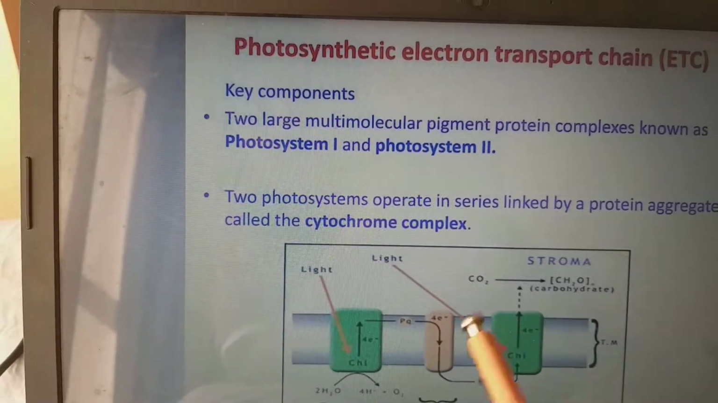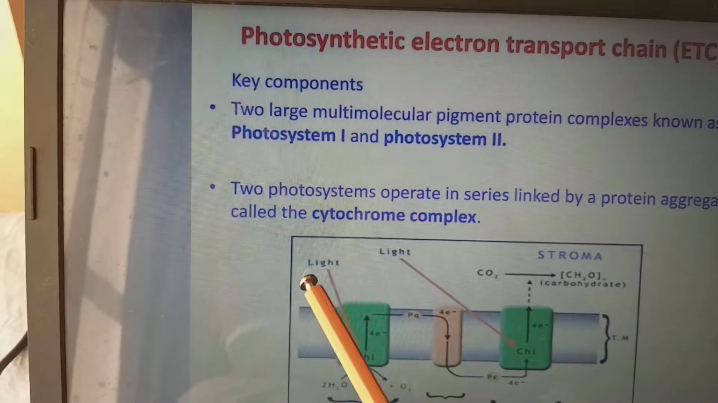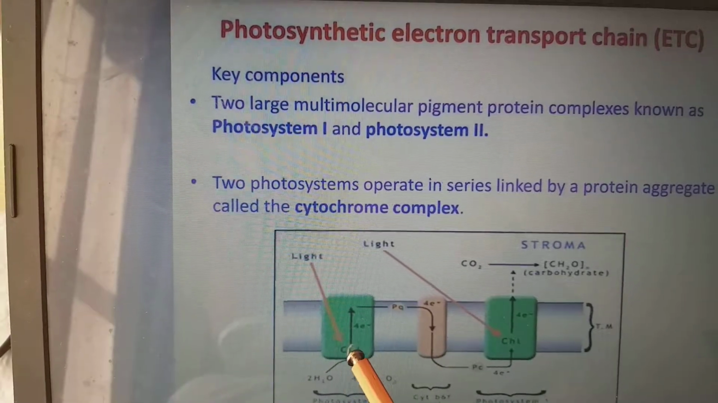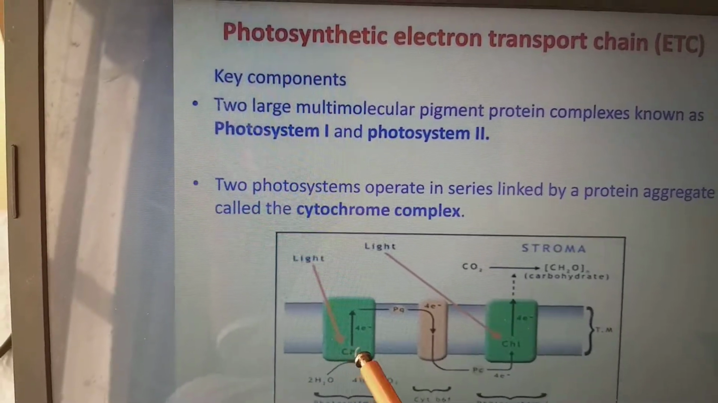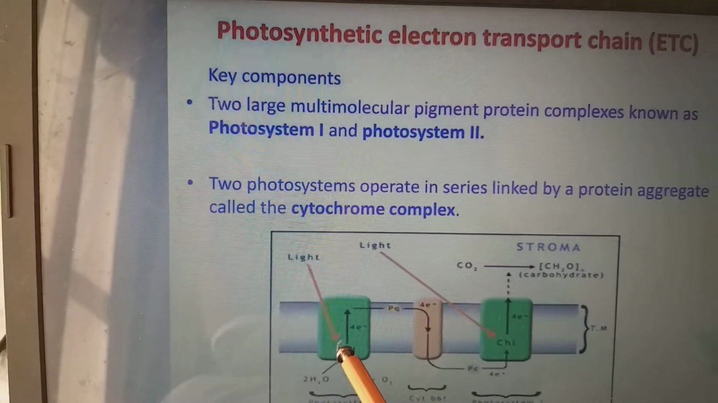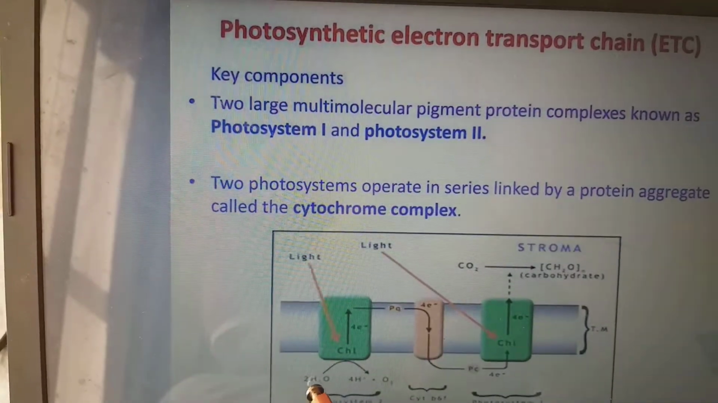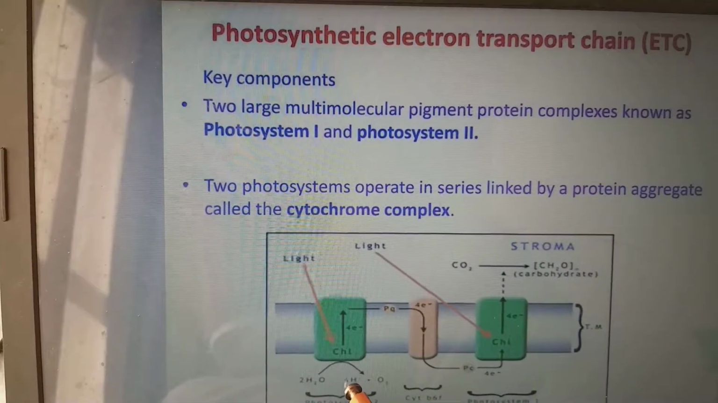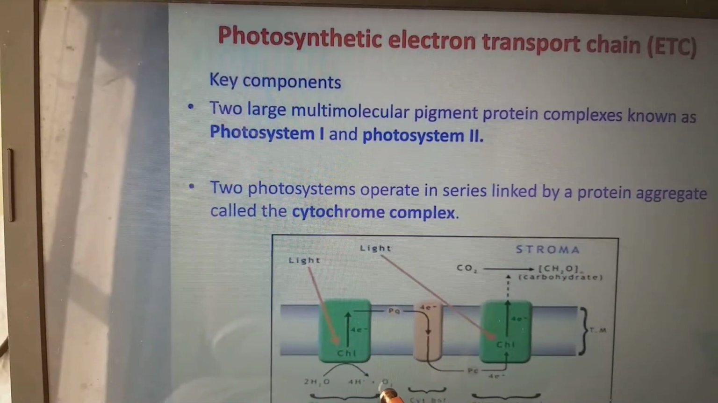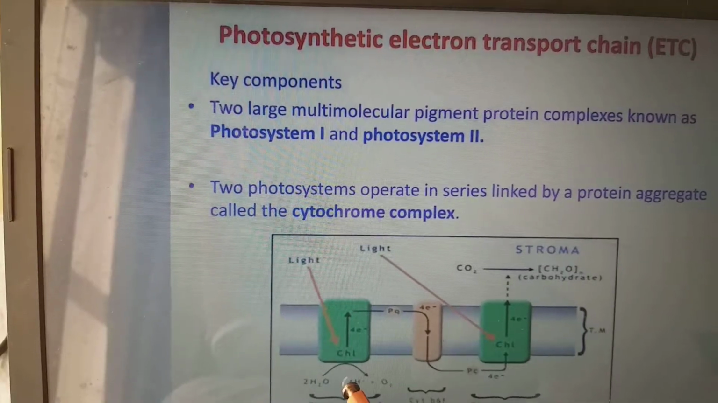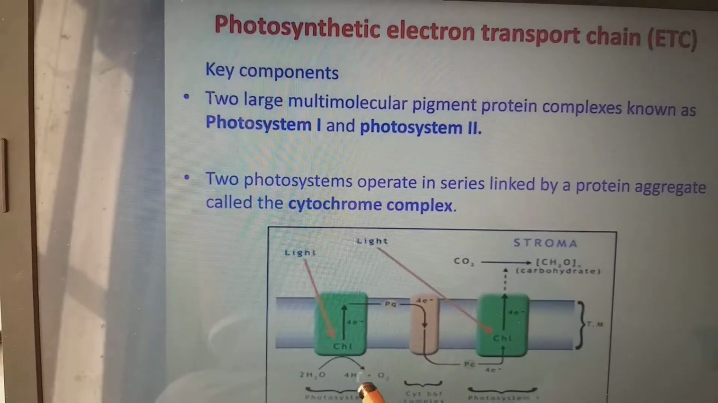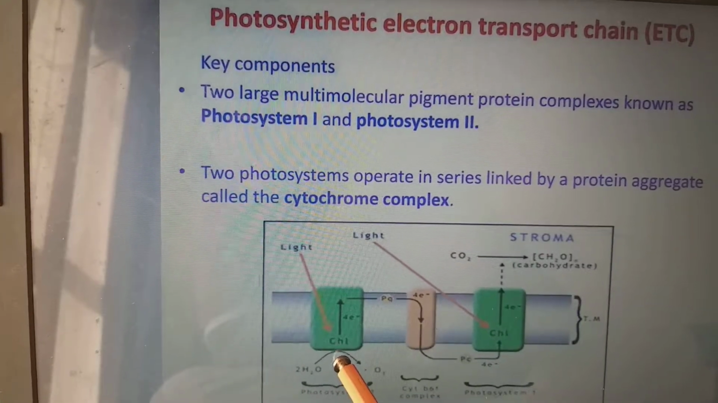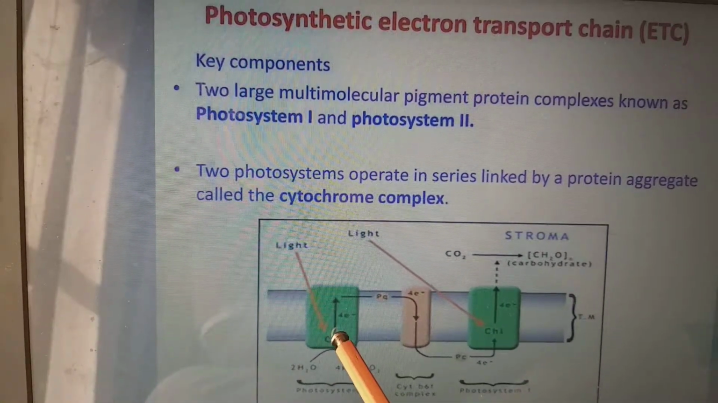In the membrane we have the photosynthetic pigments, so the light is going to hit the chlorophyll pigment. When the chlorophyll pigment is hit, it gets excited. In the excited state, two water molecules are split to form 4H plus O2. From this, 4 electrons are transported to the chlorophyll pigment.